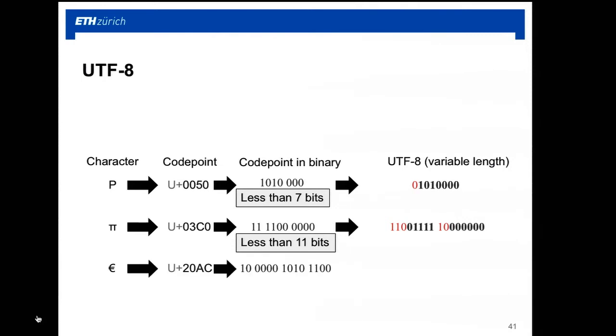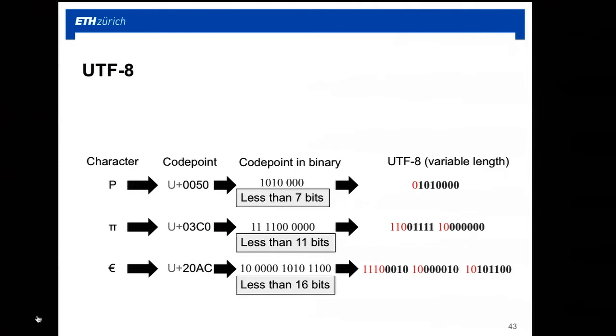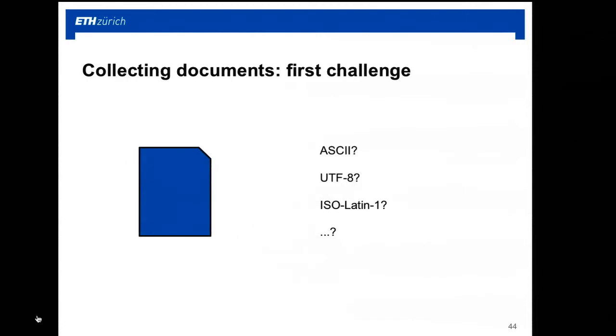And then finally, if you have even more, like the euro symbol, which was invented later, less than 16 bits, then you have 1110, and then you have 2 more blocks instead of just 1. So you see that we are compressing stuff here. We are compressing because for the simplest characters, we only take 8 bits. For the more involved ones, we take a bit more. So this is what UTF-8 is doing.